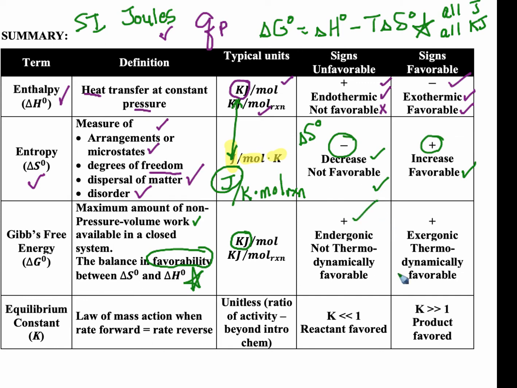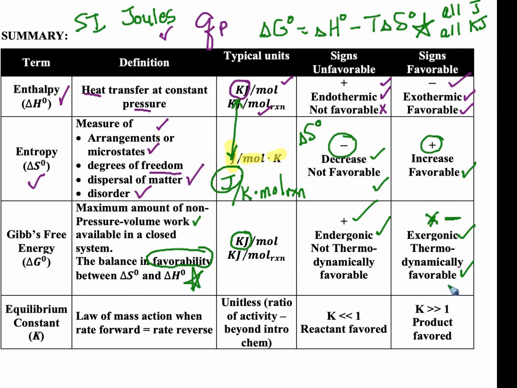If it's positive, it's unfavorable. Biochemistry especially calls that endergonic, and that is not thermodynamically favorable. Whoops, I have a typo here. If it's negative, it is exergonic, and that is the thermodynamically favorable situation.